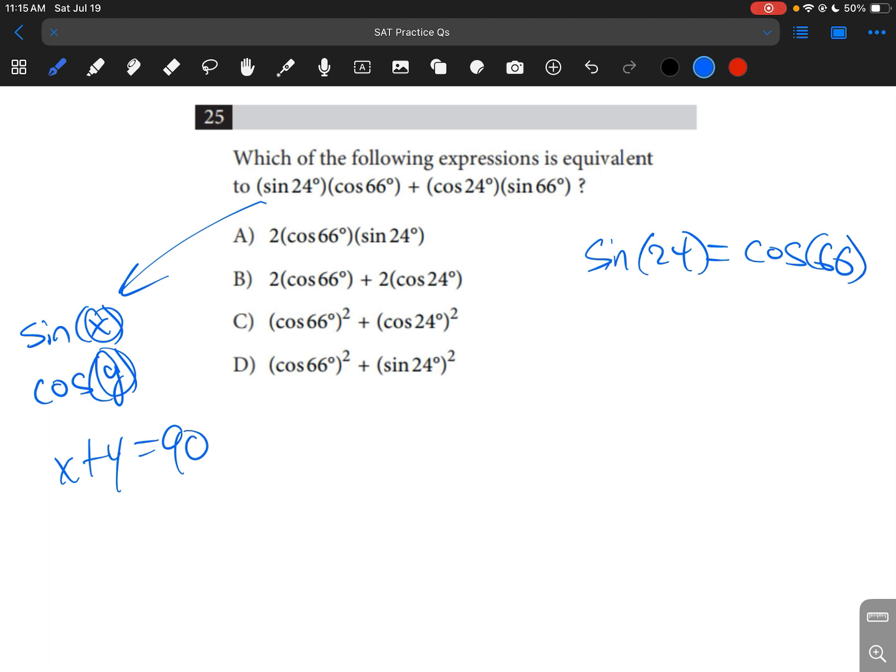So you have cosine of 66 and cosine of 66, so that gives you some type of squaring, so that is C or D. And then you know that these are equivalent as well. So the answer is just C.